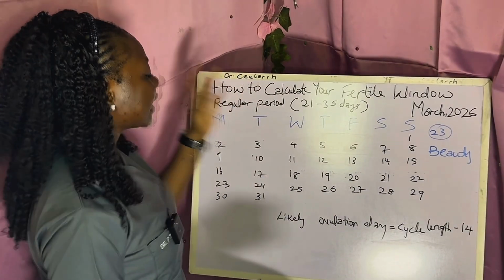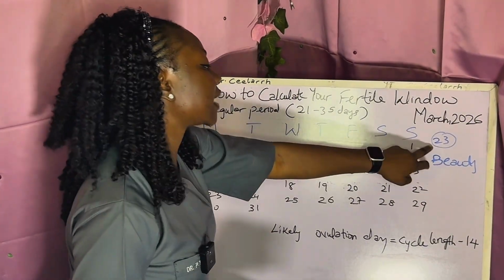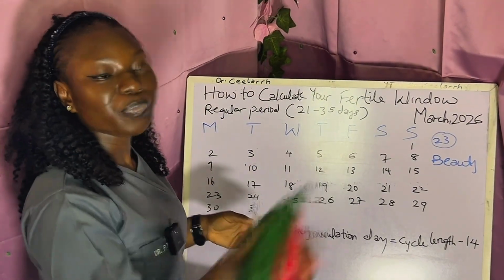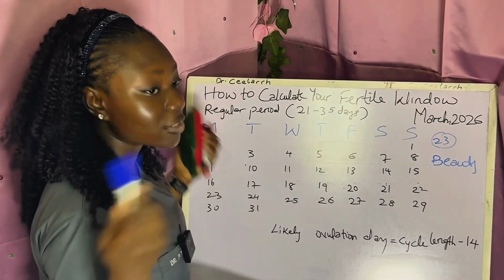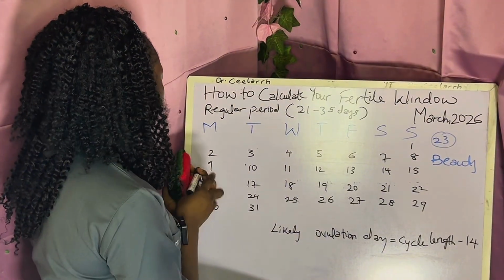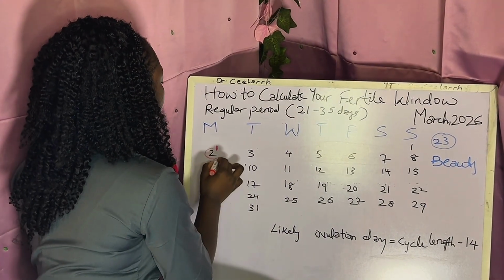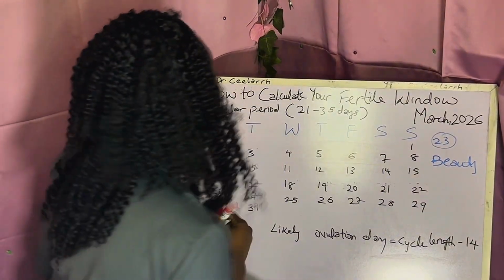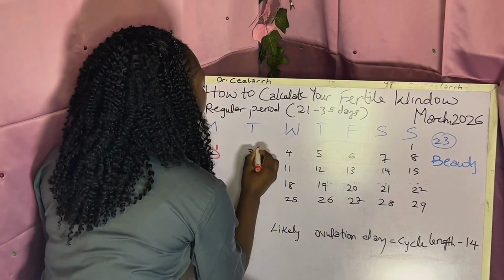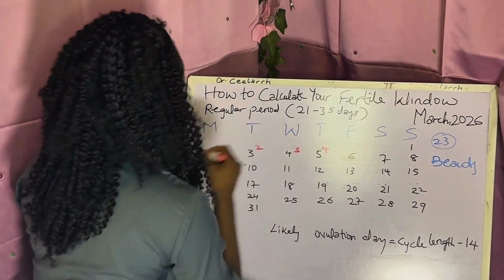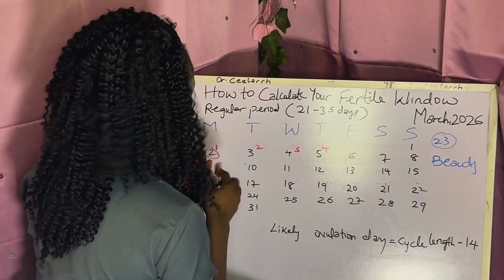Let's calculate and see when her likely ovulation date is, given that she has a cycle length of 23 days. So let's assume that she starts bleeding on the 2nd of March. That's the first day of her cycle. Okay, so let's count 23 days. Let's assume that she also bleeds for 4 days. So 1, 2, 3, 4. She bleeds for 4 days, and then we continue counting.